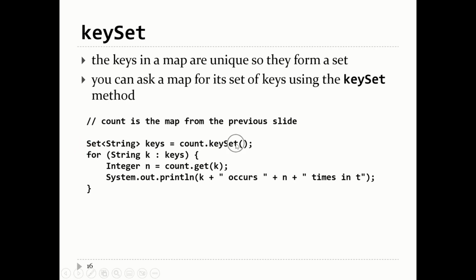Once you have the key set, you can do whatever you want with the keys. So now you can loop over the keys, for example. As you loop over the keys, you can ask the map how many times this key appears, and then you can do something with the value as well. So I can do something like print that word appears that many times in the list T, or use it for whatever computation you need to do.